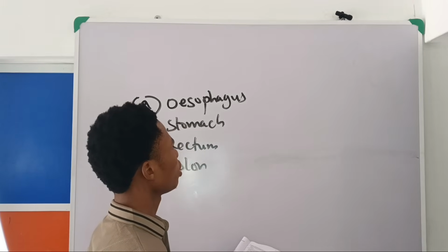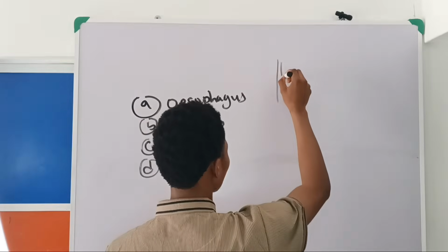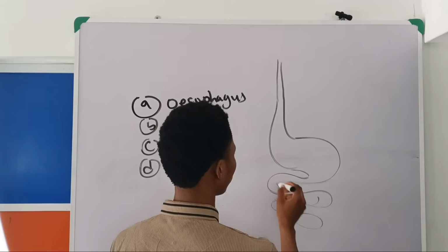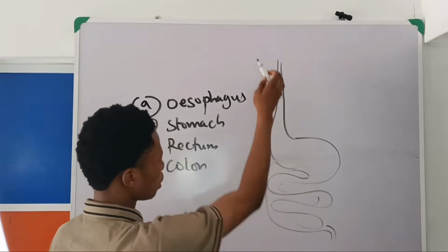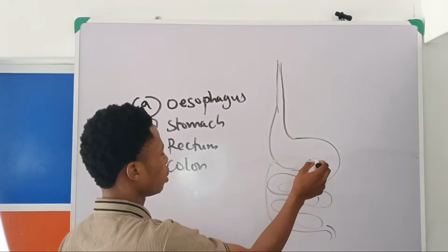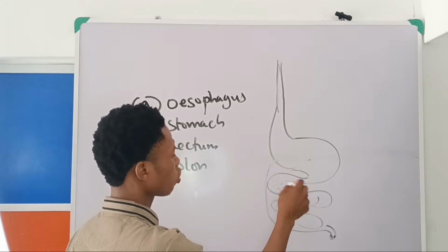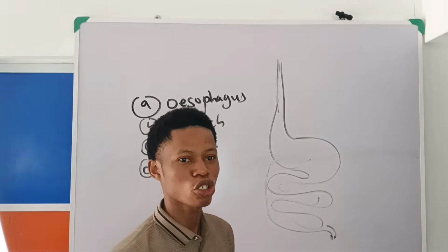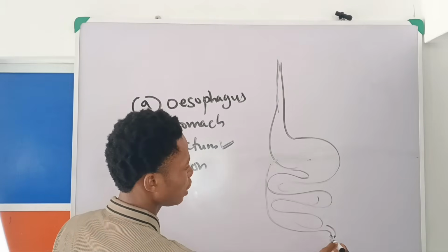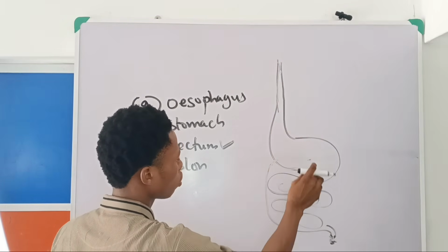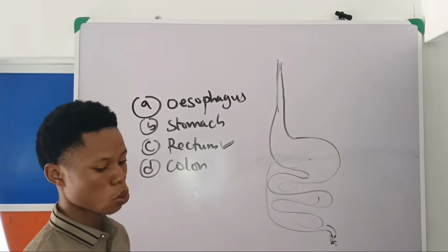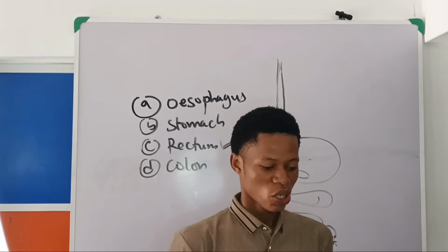When they say the alimentary canal, they are looking at something like this as your intestine, this is the digestive tract. This is your esophagus, this is the stomach, the rectum is here, and the colon is part of the intestine. So the terminal, the ending portion of the alimentary canal, is the rectum. This is the beginning portion: esophagus, stomach, colon as part of the intestine, then the rectum here. So the answer to that question is rectum.